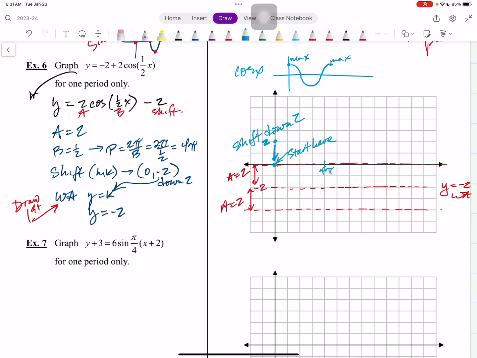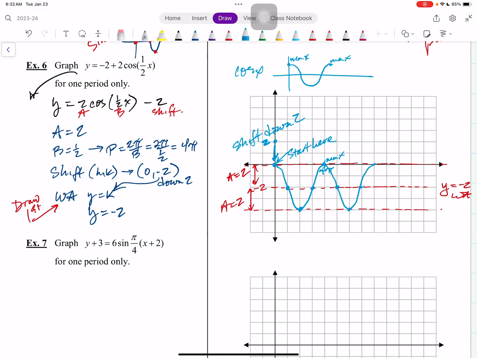Okay, and I do that because I need to divide it up into 4 equal parts. So I start here, go to the axis, down to the minimum, back to the axis, and then to a max. So there's your max, and then I sketch the function. And this is one period only. If you want to do another period, well, then you just repeat the same process right here. And if you want to, you can graph as many periods as you want to. It's that easy. You just keep on repeating.